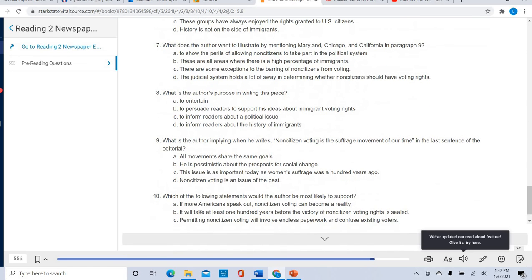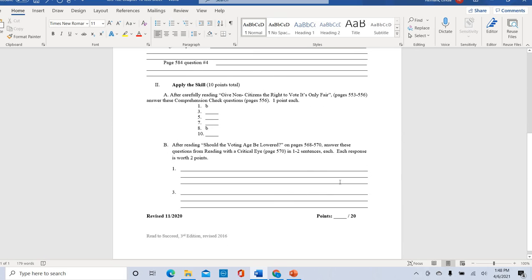And then also make sure you answer question 10. Okay, now the last part is another voting type selection. It says, should the voting age be lowered? So this is another one where it's going to talk about populations of people and their ability to vote.